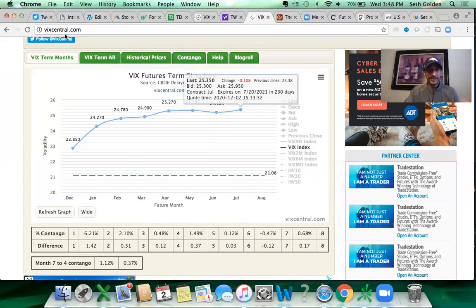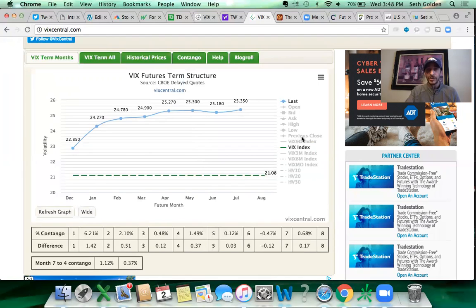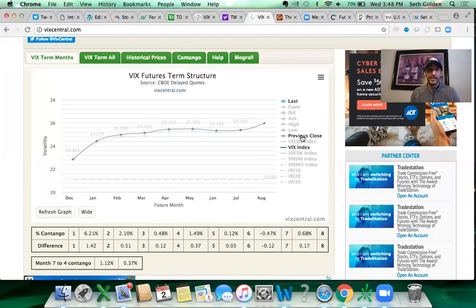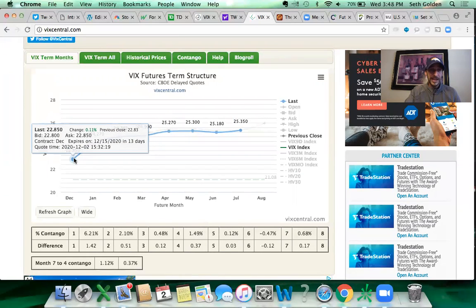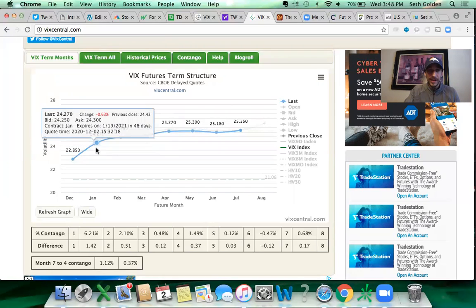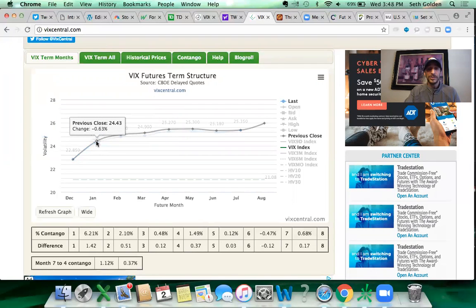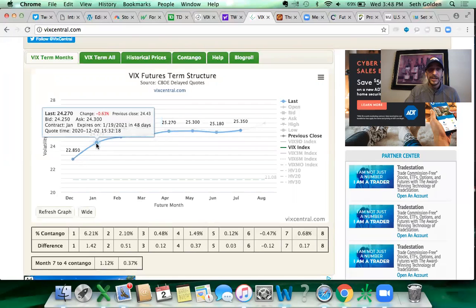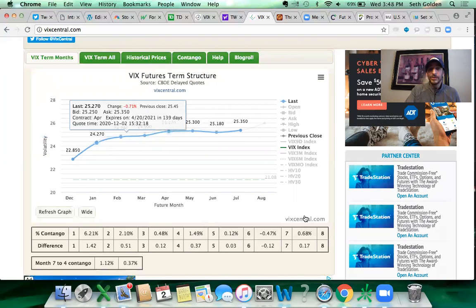Using VIX Central, VIXCentral.com as a tool in the VIX futures term structure here, we can look at the previous closing price of these VIX futures. We'll just click on it right here. And as you can see, not much has happened. The previous one is in the gray, and we have the light blue, which is today's prices. So if we scan back over, right now we're at 22.85 today, but yesterday, 22.82. It's actually slightly higher than where the price was yesterday. The back month contracts are a little bit lower in value. The January was at 24.43 yesterday. Today, 24.27. So the back end has moved down a little bit.